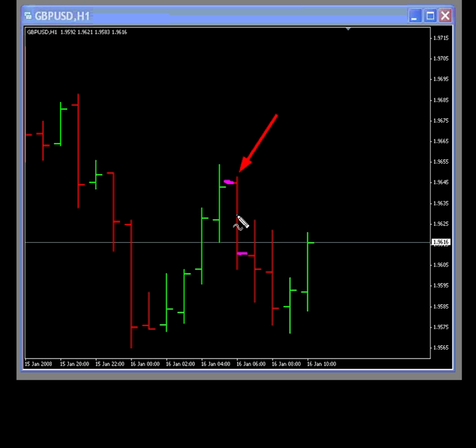Now remember, you can color these bars any way you want, or you can leave them the same color. The information doesn't change.